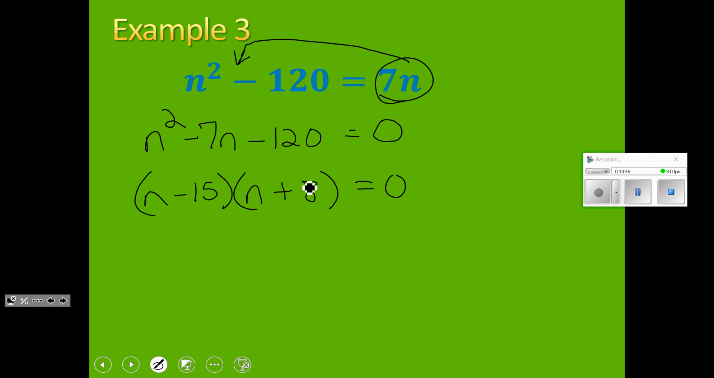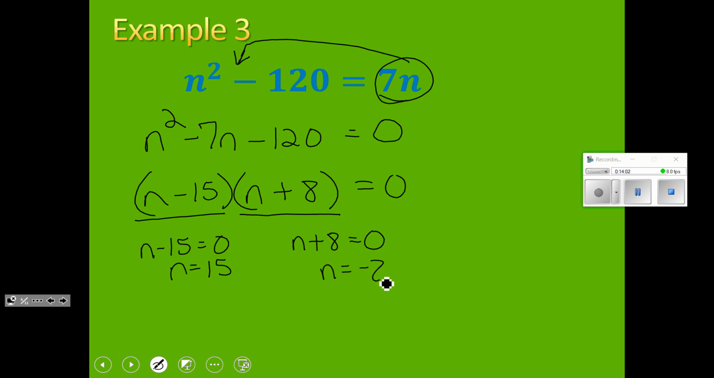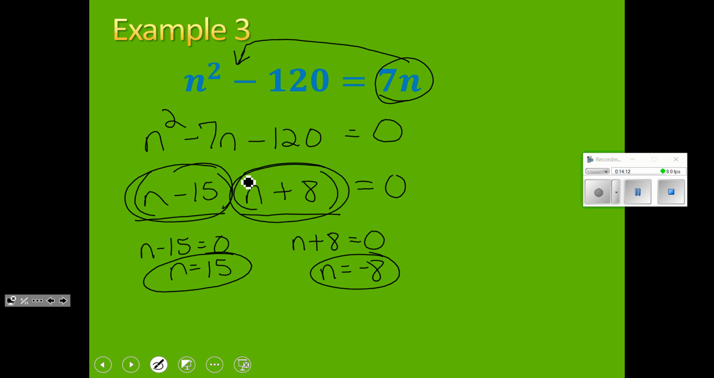Now, we're not finished. Remember, blank times blank equals 0. So n minus 15 would equal 0. What would n be? n would be positive 15. Or n plus 8 would have to equal 0, which means n would be negative 8. So I think your answers are going to be negative 8 and 15. So just remember, the solutions are opposite from the factors.